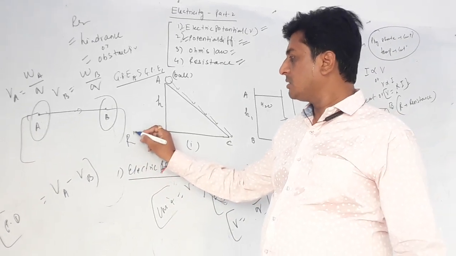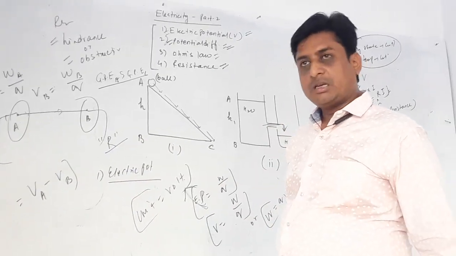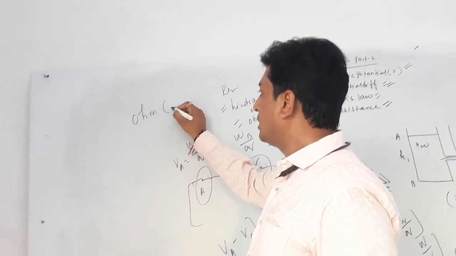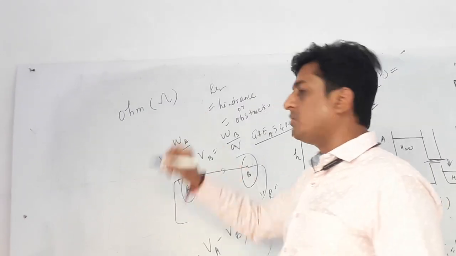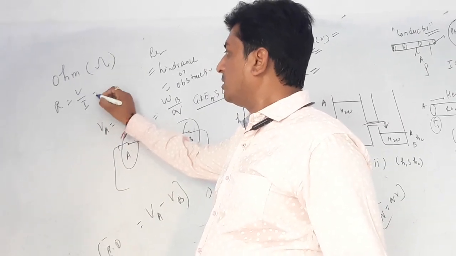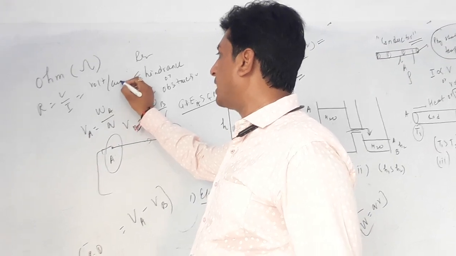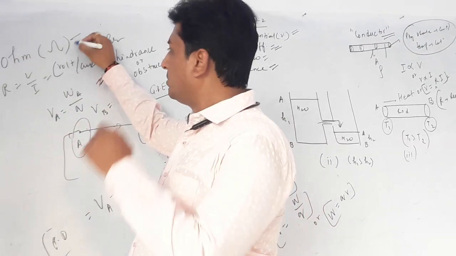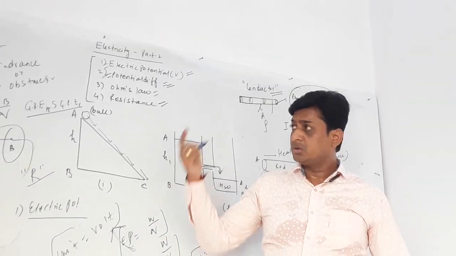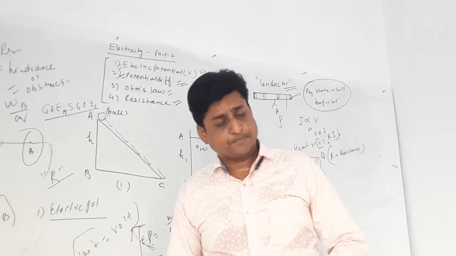The symbol of resistance is capital R. The unit of resistance is ohm, O-H-M. By symbol, you can write it in this way. Or by the formula R equals V upon I, you can write volt per ampere. But ohm is the unit which we use everywhere. So remember, the unit of resistance is ohm.